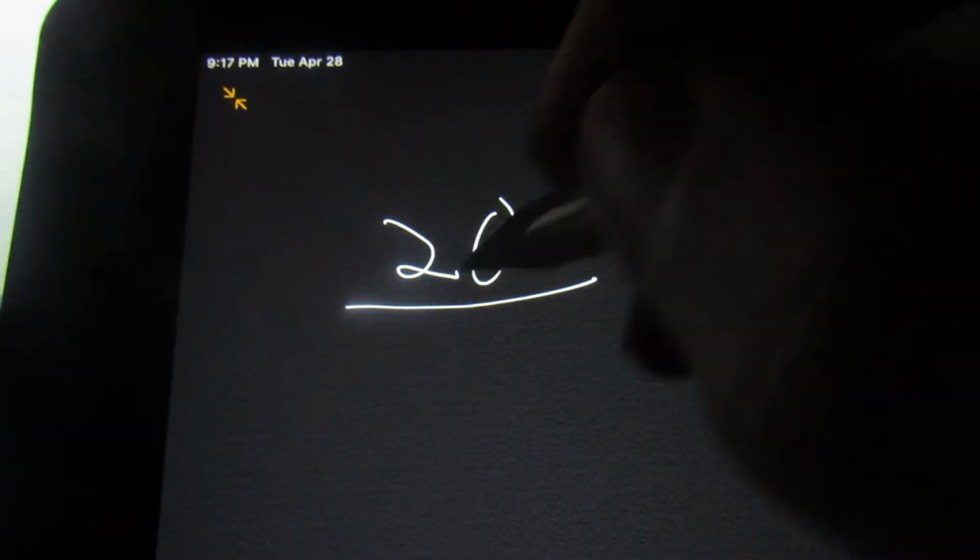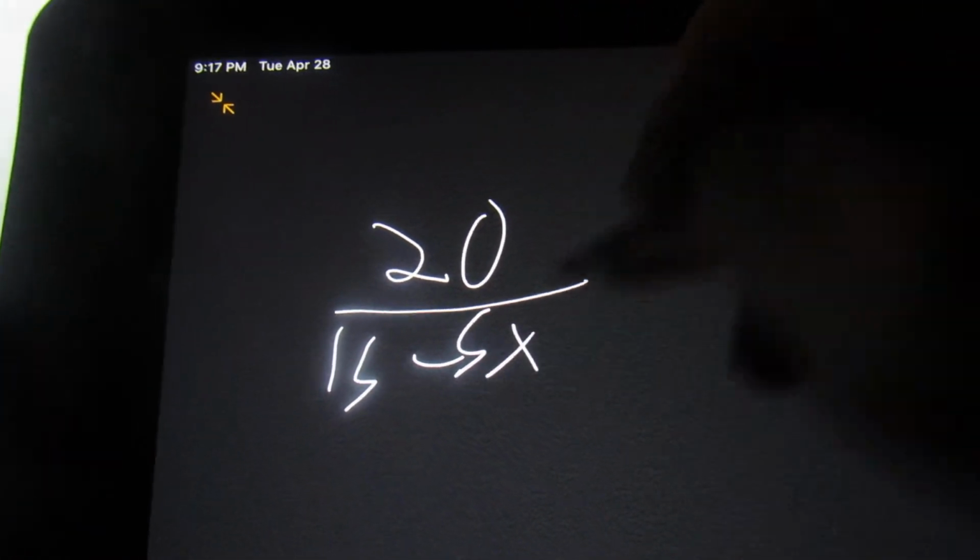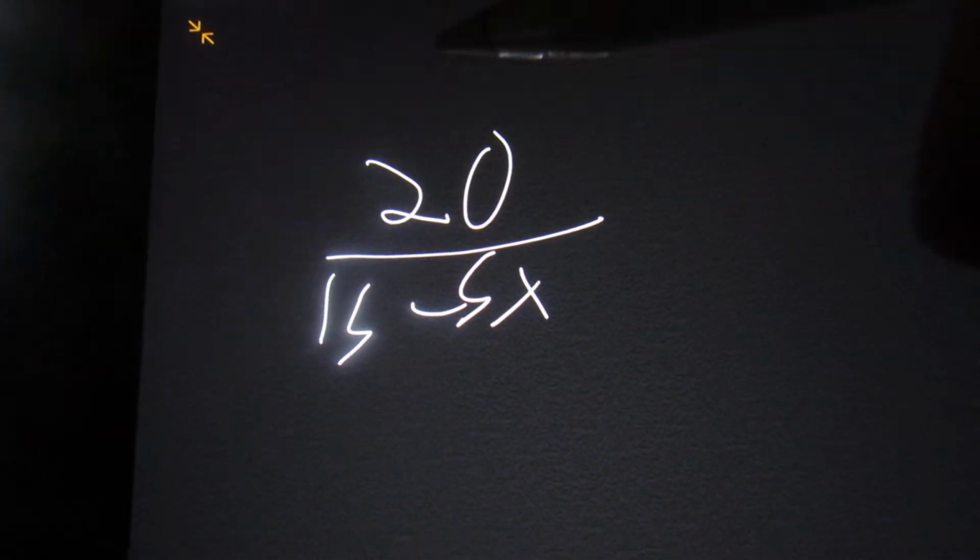Then you'll have questions like 20 over 15 minus 5x, and we have to simplify that.